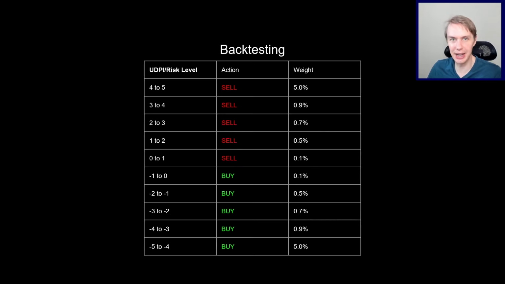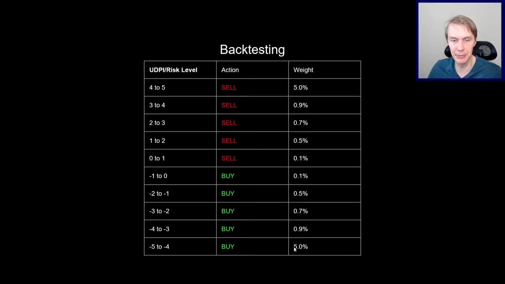And here's the exact strategy that's going to be backtested. Basically, at different UDPI or risk levels, you will either sell or buy, and the amount is going to depend on those levels. The weights I'm showing you here are the percentage of cash on hand, or Bitcoin on hand, that you're going to be buying or selling respectively. You'll notice that it is not linear. There's a little bit of buying and selling that happens at these really neutral levels, and then it grows and gets most extreme at the ends.